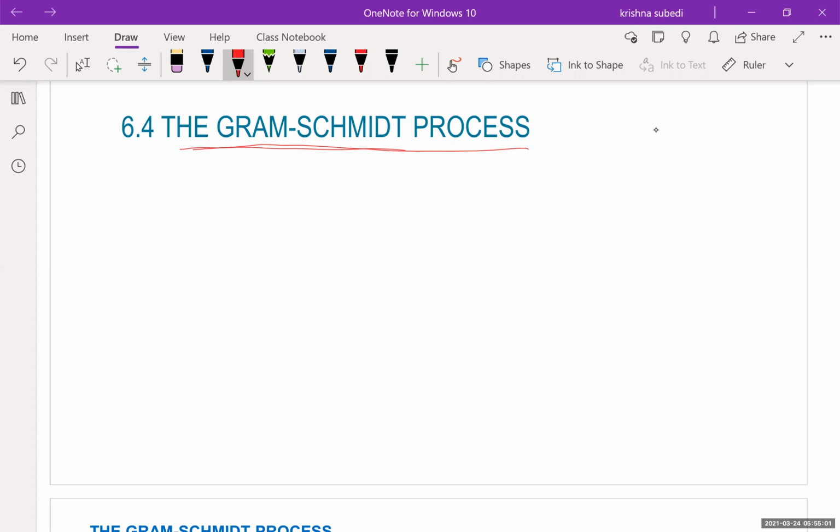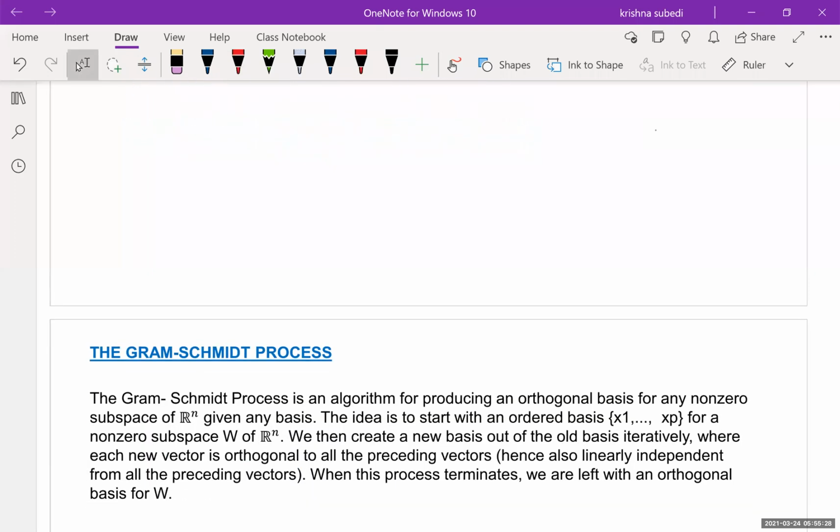But sometimes we have vectors that are not perpendicular to each other. We have a set of vectors which is not an orthogonal set. So how can we make those vectors orthogonal? How can we create a set of orthogonal vectors out of non-orthogonal vectors? And that process is called the Gram Schmidt process. So the idea is this.